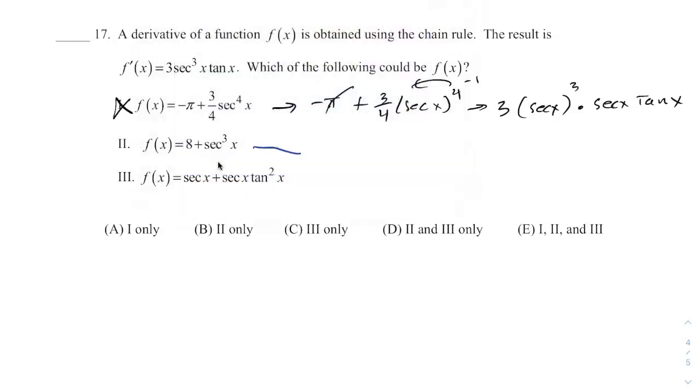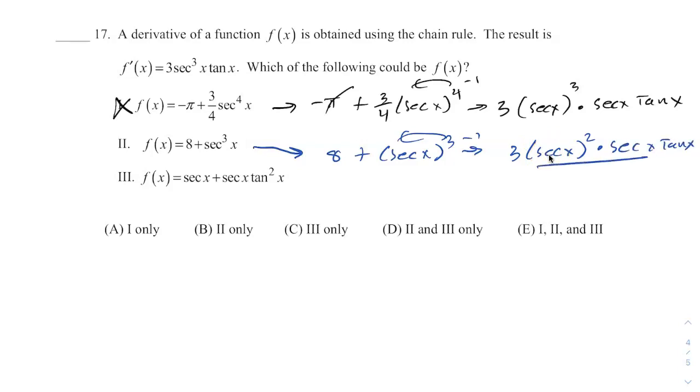Let's try this one. So I'm going to rewrite it first again. So 8 plus secant x to the 3rd. Right, derivative of 8 goes away. Secant, so chain rule, bring that down, subtract 1 off. So 3 secant x squared times the derivative of the inside. Derivative of secant is secant tangent.